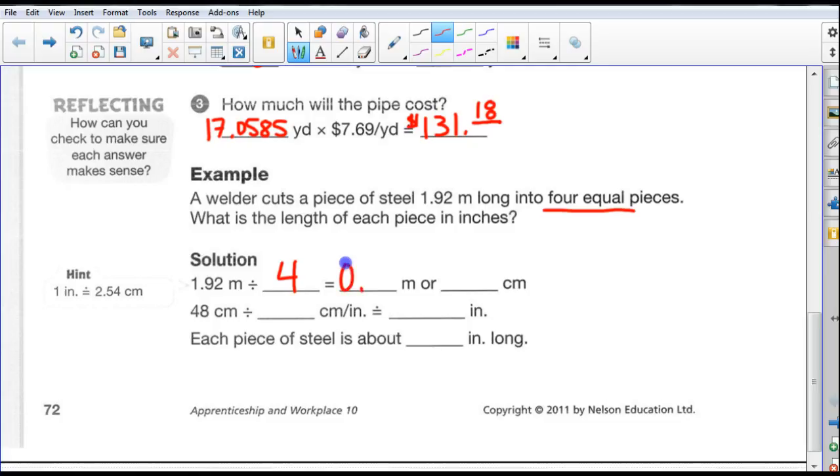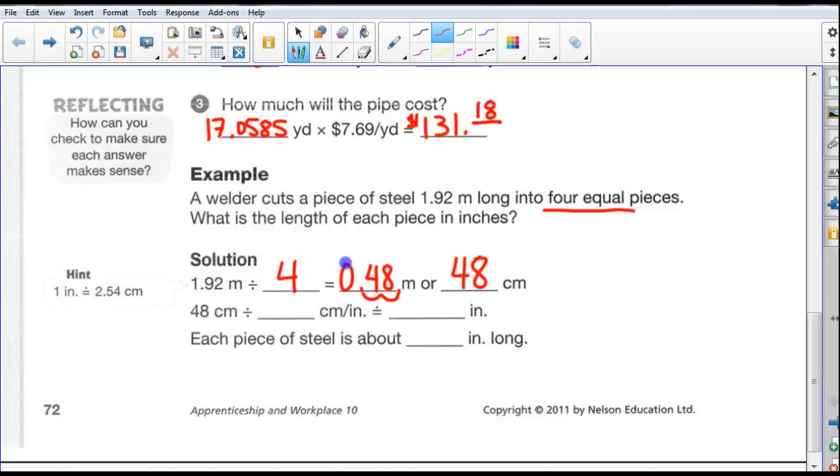So 0.48 meters, or how many centimeters? Well, we know that there's 100 centimeters in 1 meter. There's going to be more centimeters by a factor of 100. So we can take our answer of 0.48 and move it 2 decimal places because it's base 10. We're converting in the metric system 2 places to the right, so 48 centimeters is the same as 0.48 meters.